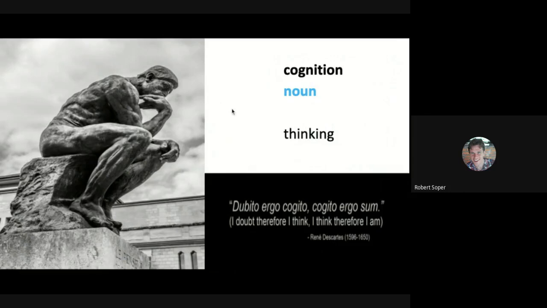One famous person who did that was René Descartes, who came up with the famous quote, "I doubt, therefore I think, therefore I am." We usually just keep the last part of that, "I think, therefore I am." And René Descartes used that to prove that he was alive. His whole idea was, I must exist, I must be real, because I think. If I didn't exist, I wouldn't be able to think.